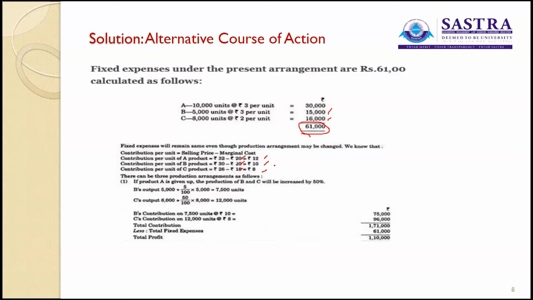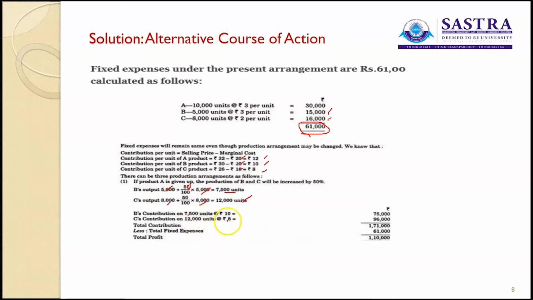Now we can calculate first what will be the total profit if A is dropped. As we already told, if A is dropped, the output of B and C will increase by 50%. 50% of 5,000 is 7,500. That is, we add 5,000 plus 50% to get 7,500 units. The same way, 8,000 plus 50% of 8,000 will get 12,000 units.